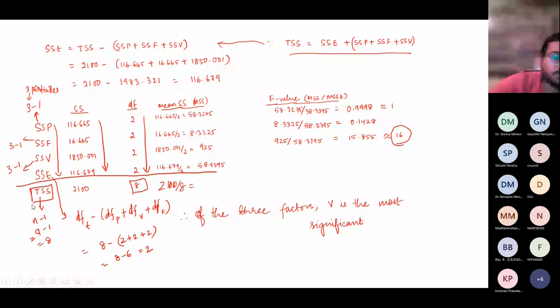Yes, we are doing 3 minus 1 because we have the number of different kinds of varieties, or the number of different kinds of fertilizers, which is 3. So that's why we are doing 3 minus 1, and not n minus 1.